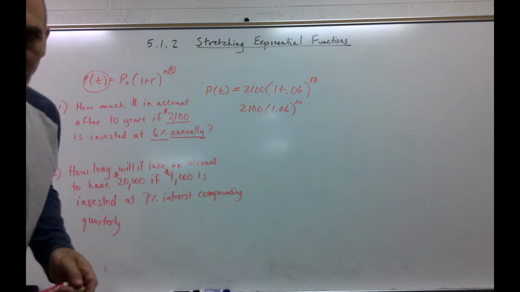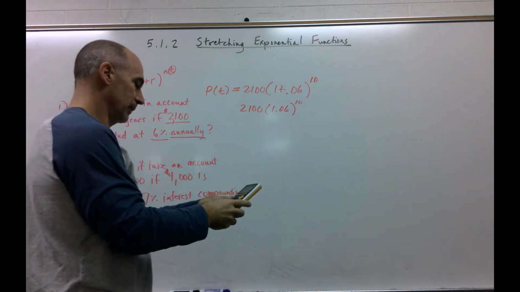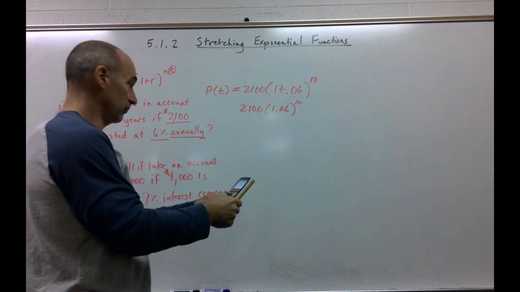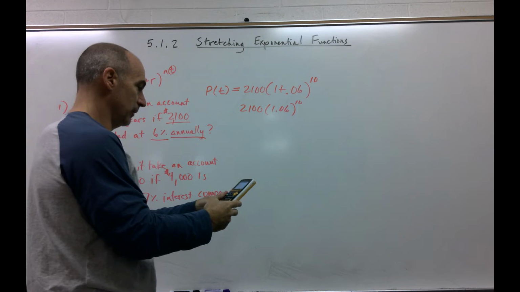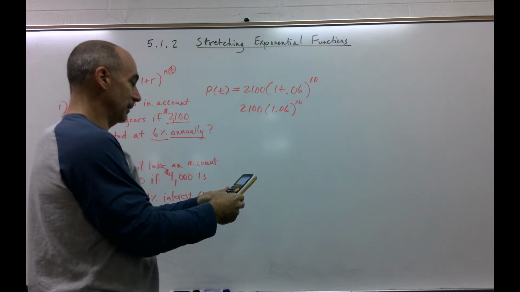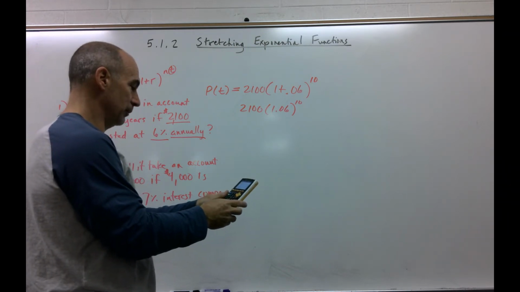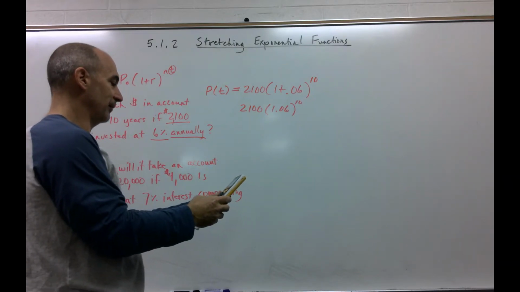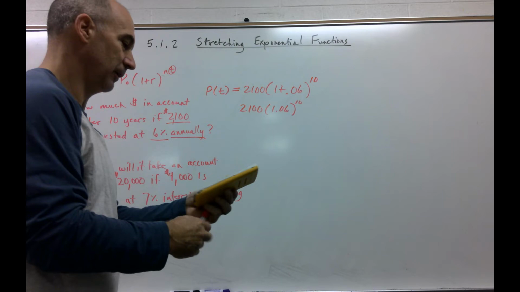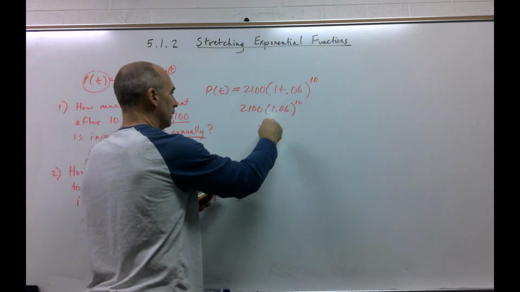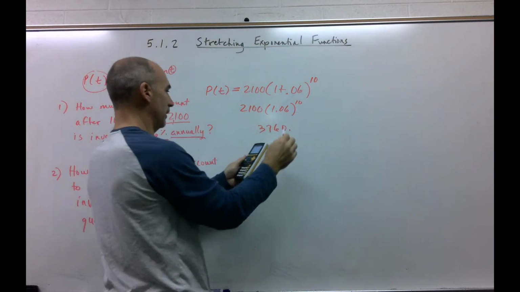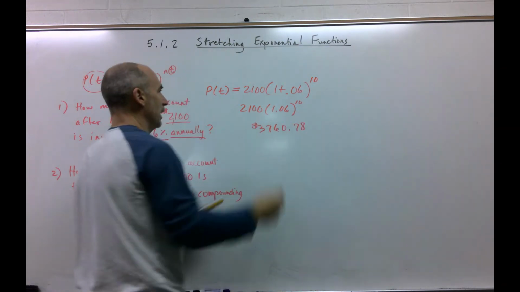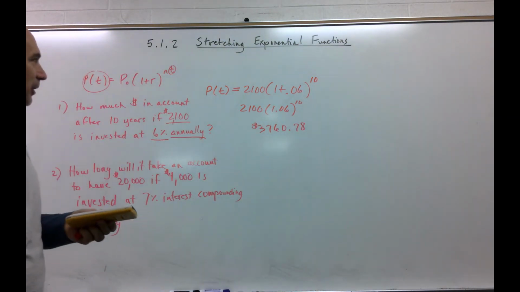Now we can do that with our calculator. If we just go 1.06, raise that to the 10th power, I get 1.79. I'm going to multiply that by 2,100. I get 3,760, $3,760, are my eyes working? And 78 cents. So not bad, okay? Made 1,700 bucks or so.